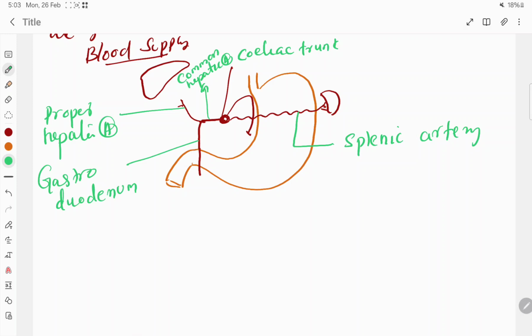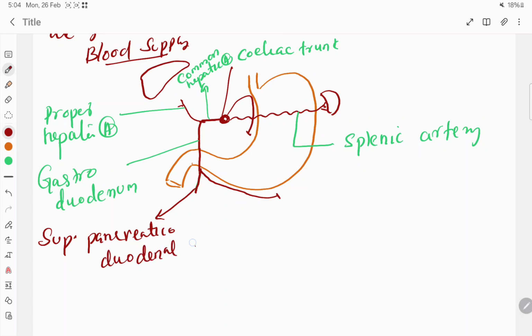Now what happens with the gastroduodenal artery? On reaching the lesser curvature, it divides into two branches. One is like this, and another one is like this. This artery is known as the superior pancreatico-duodenal artery, and this one is known as the right gastroepiploic artery.